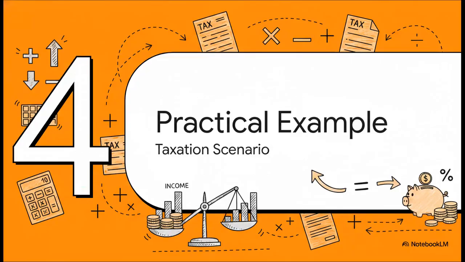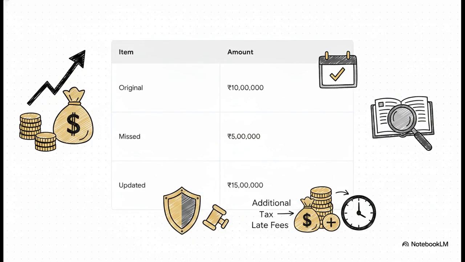Let's make this concrete with Part 4, a practical taxation example. Let's say a taxpayer originally filed their return declaring a total income of 10 lakh rupees. Fast forward a year, they do an internal audit, and oops, they discover 5 lakh rupees of missed income. They decide to use Section 263(6) and file an updated return. So, the new updated total income becomes 15 lakh rupees.